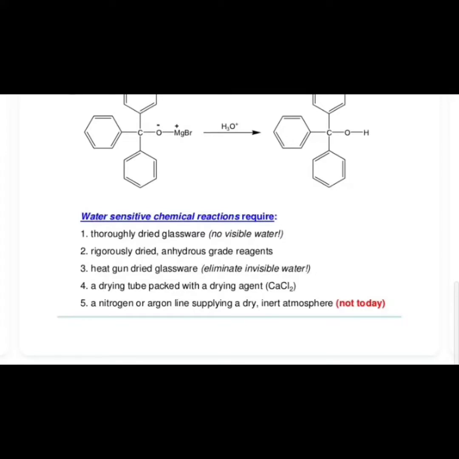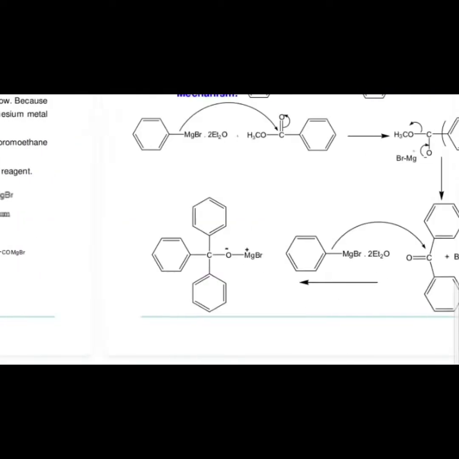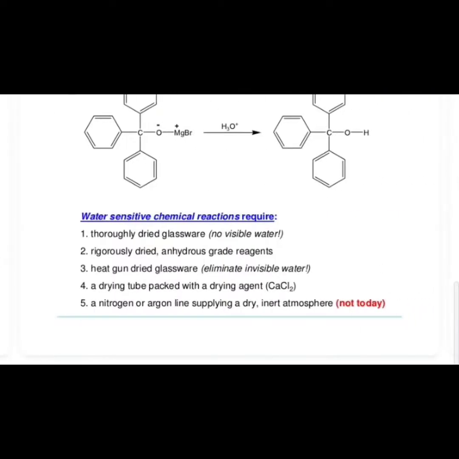So a water-sensitive chemical reaction requires thoroughly dried glassware. Before operating the Grignard reagent, what is required? First of all, you will require dried glassware, with no visible water. There should not be any moisture present in your experiment. Rigorously dried and high-grade reagents, heat-gun-dried glassware are required, to eliminate invisible water. A heat gun is required for drying the glassware.